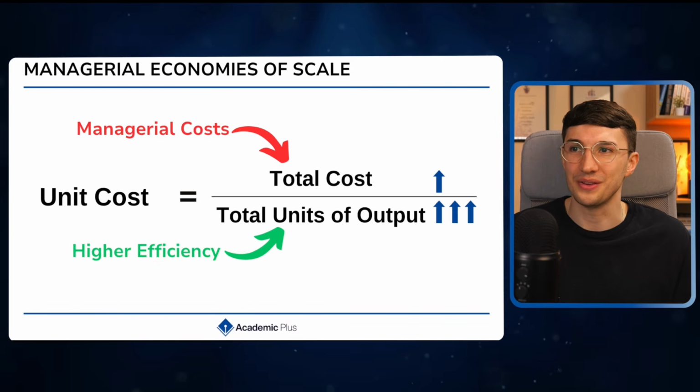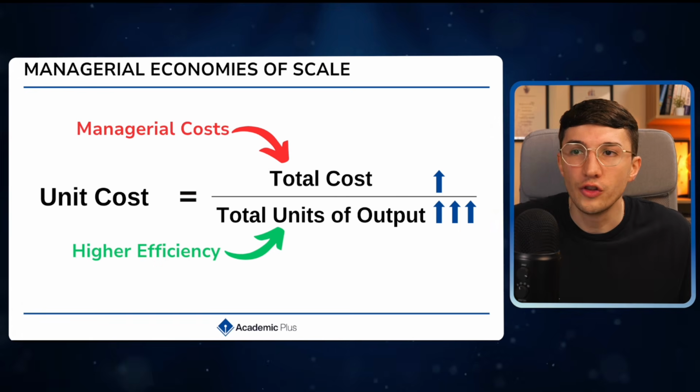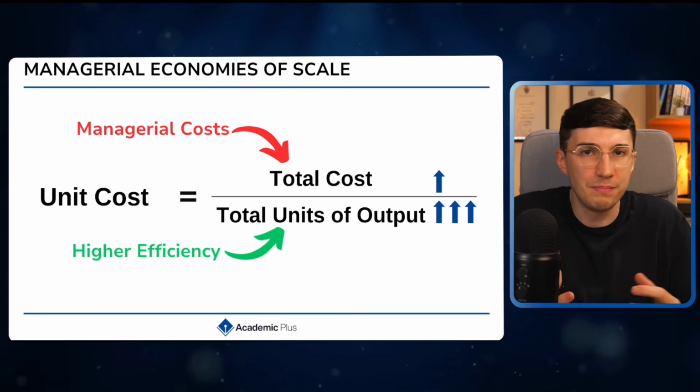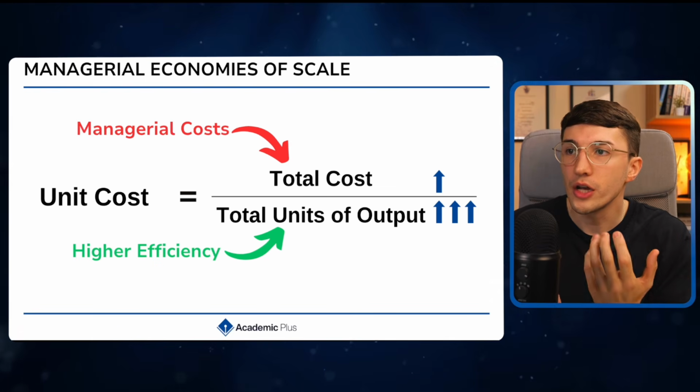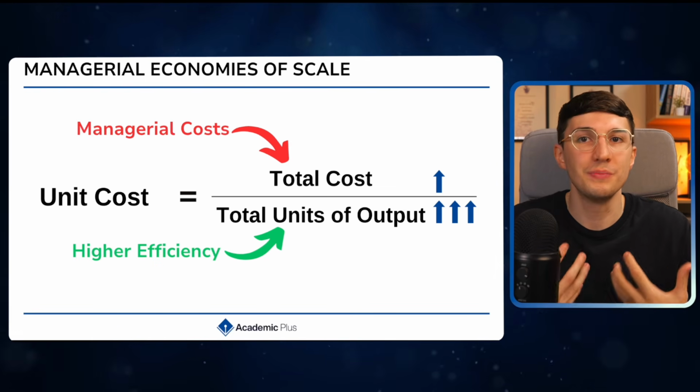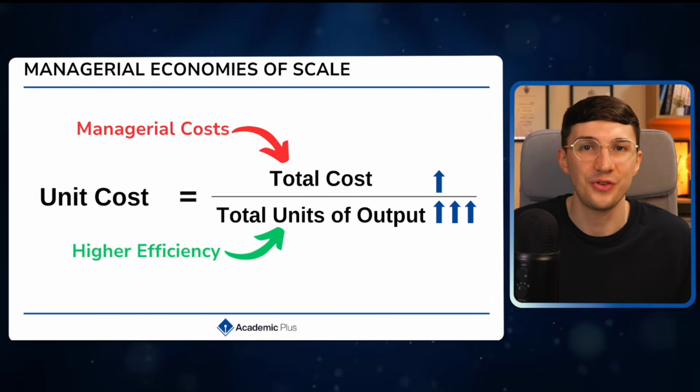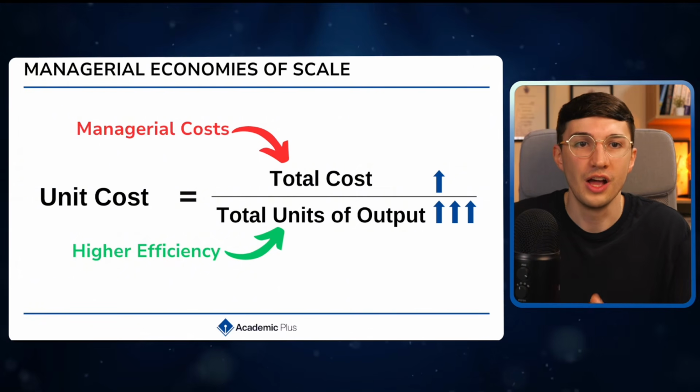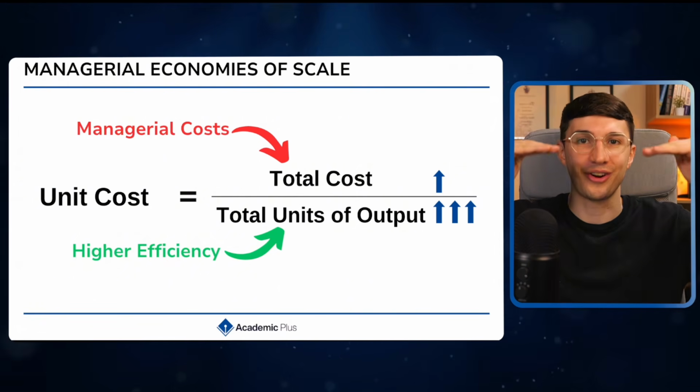So how does that reduce our unit costs? Well, of course, the total costs are going up because we're spending money on the managers. But the higher efficiency of actually producing more units starts to outweigh the increase in total cost for those managers. So what happens is the unit cost starts to fall.